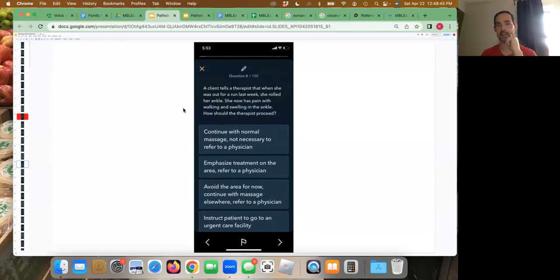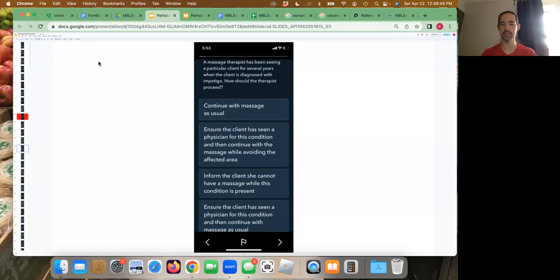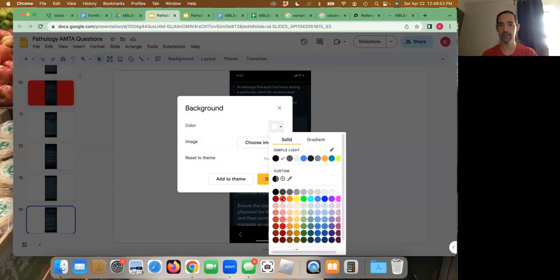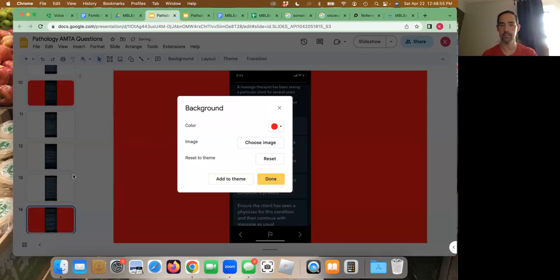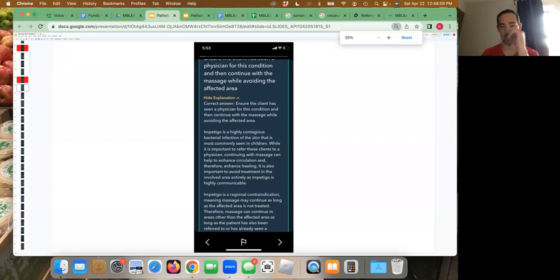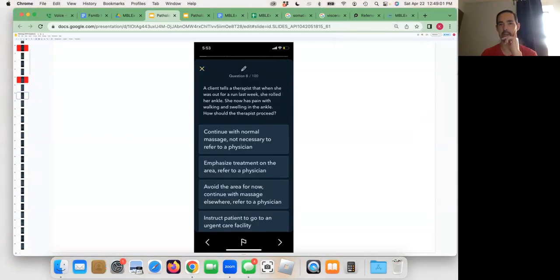A client tells a therapist that when she was out for a run last week, oh, you know what? Let me just put that one in red because that also gave us a little bit of trouble. And this is part of how we learn for the MBLEX. We're seeing it in action now. We're taking small bits of information about cellulitis and impetigo and all those conditions, and we're learning about them.